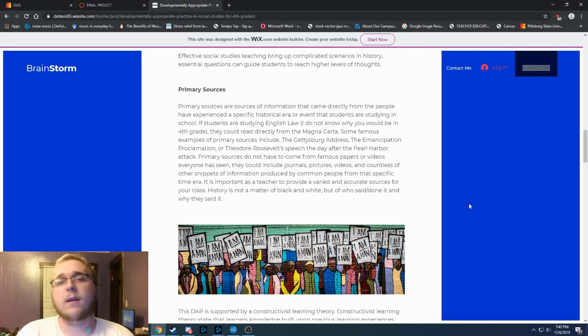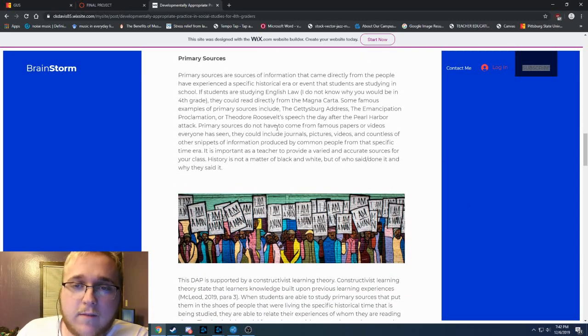Or just even a law or a specific document. There's a wide variety of primary sources that teachers can use, and thank goodness for the internet. We'll get back to that later. So there's a wide variety of resources, and it's important as a teacher to have a careful eye when you're picking out primary sources, because history isn't black or white, as I said. It all depends on who wrote it, who did it, and why they said that.